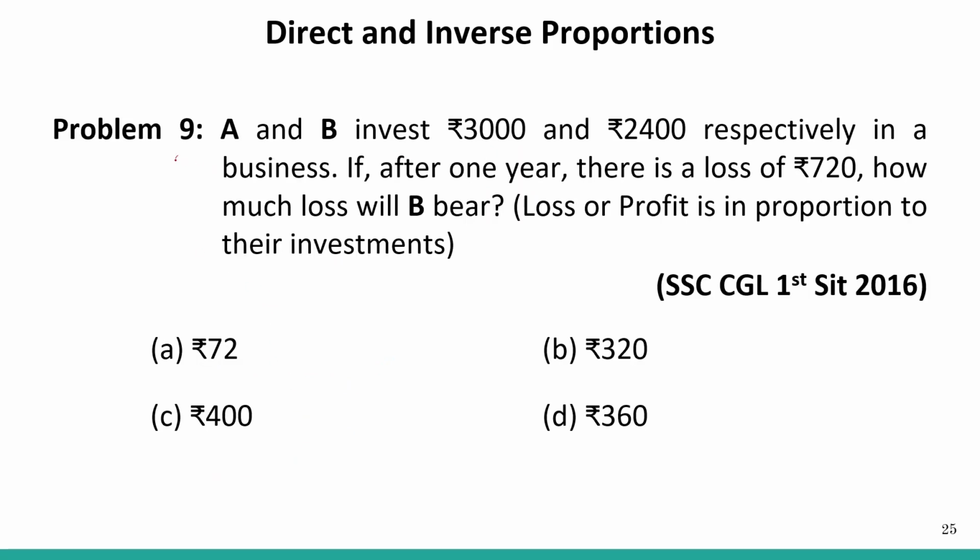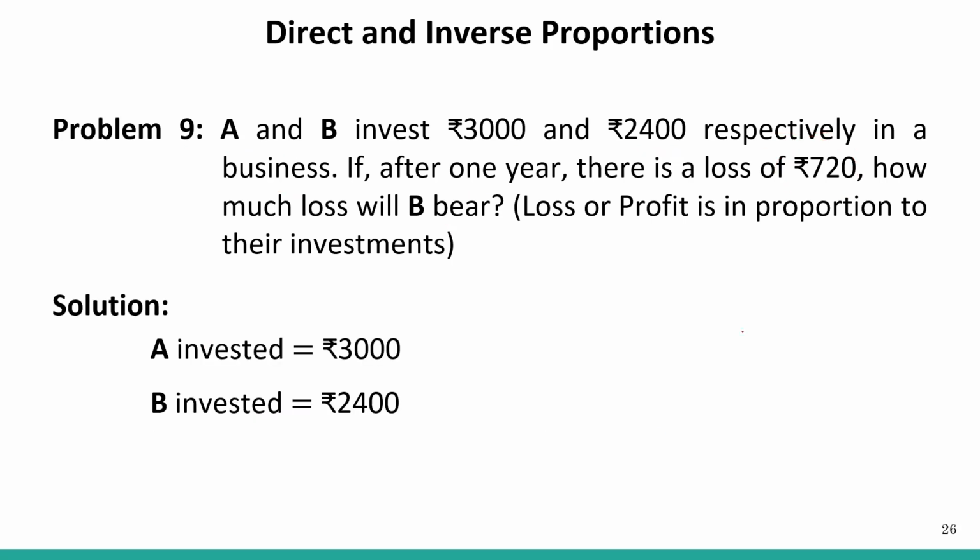So let's see problem number 9. If A and B invest 3000 and 2400 respectively in a business, after 1 year there is a loss of 720 rupees. Okay, so the loss is 720 rupees. So how much loss will B bear? Loss or profit is in proportion to their investments, right? So is it 72, 320, 360 or 400? Let's figure it out. This question has been asked in the SSC CGL first sitting 2016 exam.